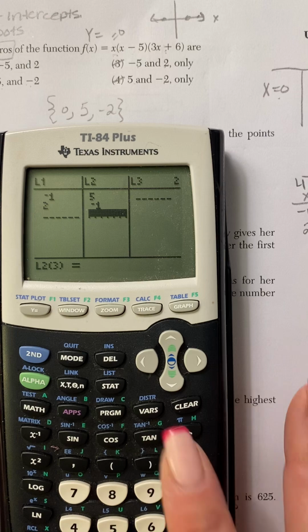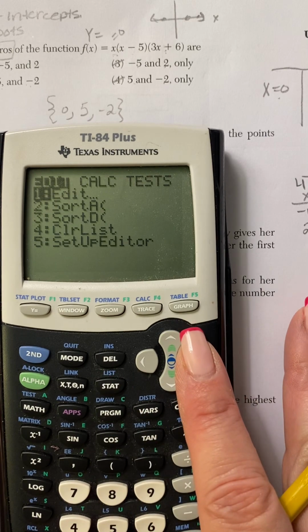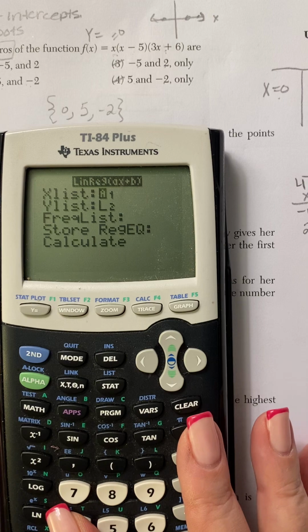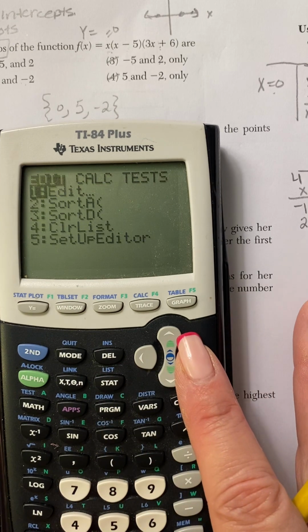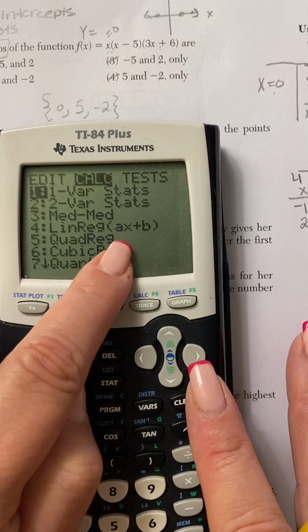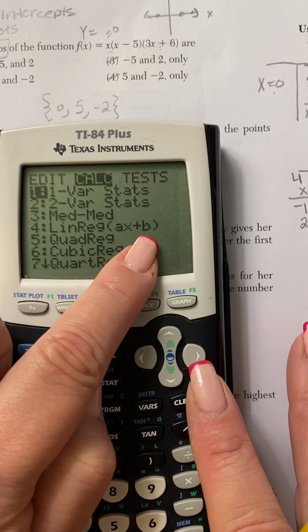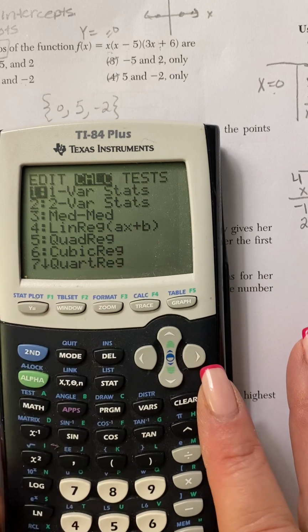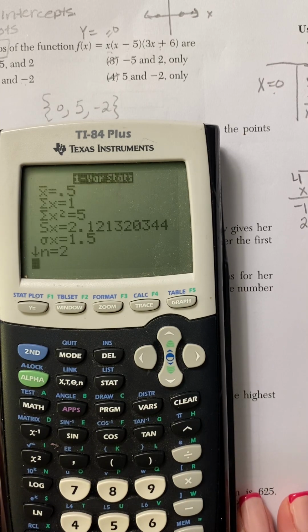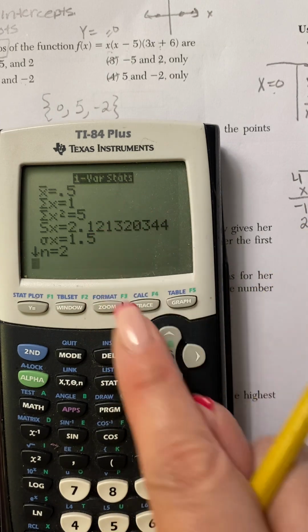So now we're going to go to Stat, over to Calc using my gray arrow and choosing option 4. Let me just show you that again. Stat, Calc. Option 4 says linear regression, AX plus B. That should look familiar. B is going to be your y-intercept. Okay. Enter, enter, enter, enter. And this gives you a lot of information on your ugly screen.